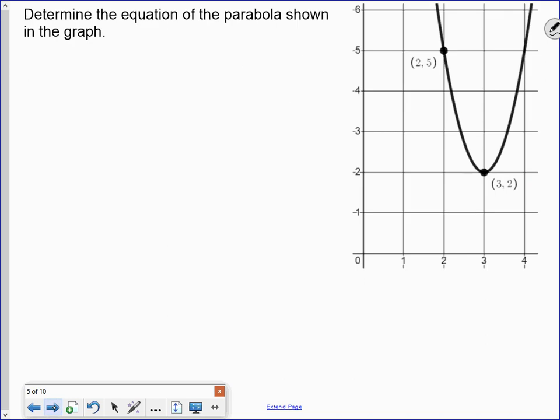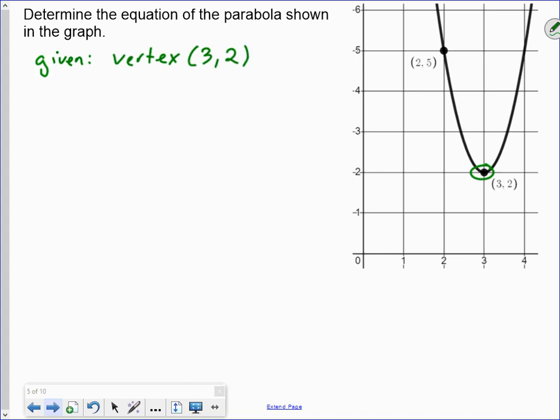In this question here, we're asked to determine the equation of the parabola shown in the graph. They're not telling us any information. We need to read it off the graph. So let's look at our graph here and see what is the given information. Well, let's see. They give us this point, 3, 2, right here. That is the vertex of our parabola.